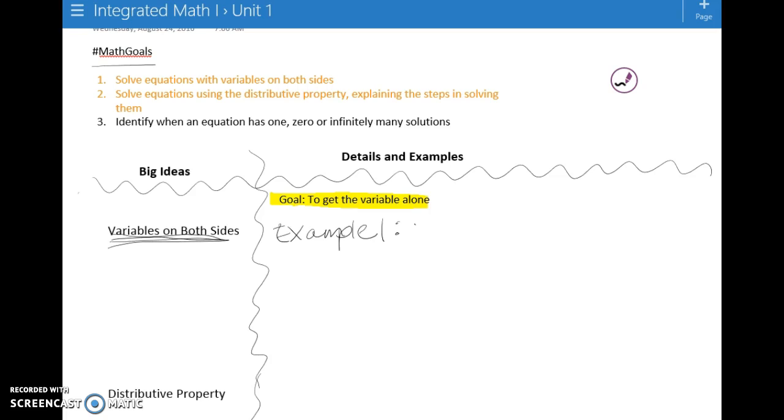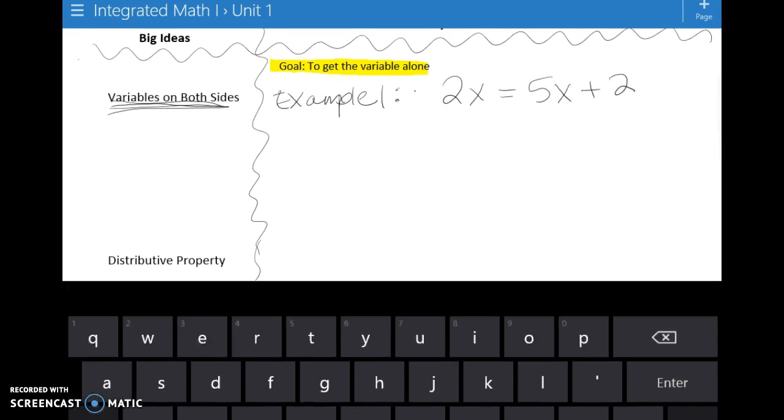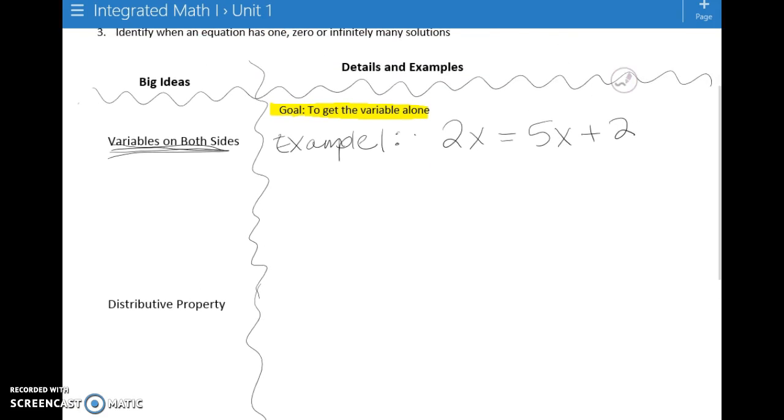Our first big idea: I'm going to show you how to solve an equation when variables are on both sides. So here's our first example. 2x equals 5x plus 2. My goal is to get the variable alone, but to begin with, I can see that I have variables on both sides of the equal sign, okay? So that's going to be an issue. I have a variable on the left side and the right side. So the first step we want to do is get all of our variables on one side. Once they're on one side, we can focus on getting it all the way alone.